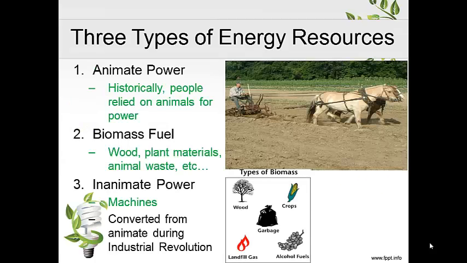Let's start with, historically speaking, people used to use animate power, or power that relies on animals. Now, recently, there's been biomass fuels that we've used with such examples like wood, plant materials, animal waste, garbage, crops, right? These are all types of alternative fuels, if you will, named biomass fuels. And then inanimate power, which is machines. And we converted from animate power during the Industrial Revolution into obviously using machines or inanimate power.